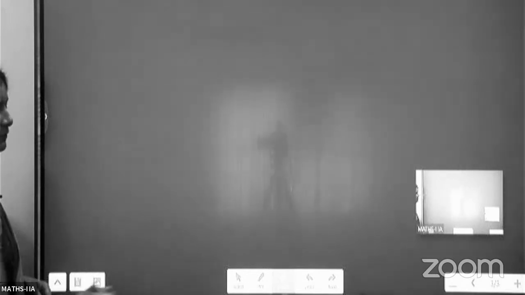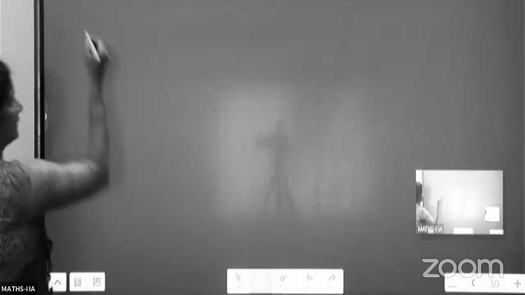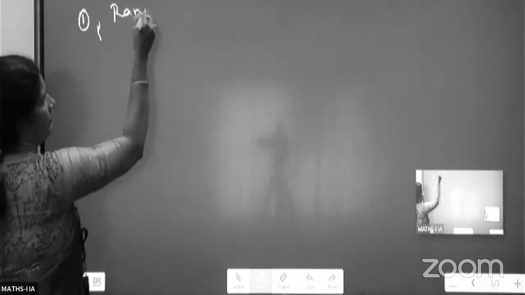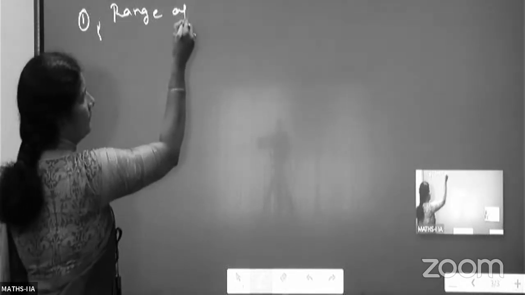See the first question. We have to find out the range of the function. The question will be given like this.